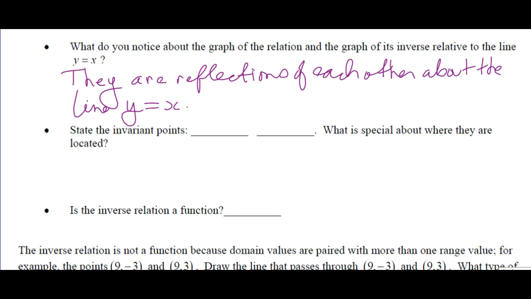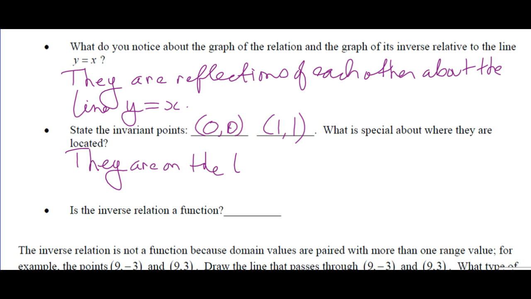State the invariant points. Kind of test, I might say invariant point(s), right? Little parentheses around the s. Maybe there's one, maybe there's more, but in this case there are two. What are they? 0, 0, and 1, 1. What is special about where they are located? They are on the line y equals x, right? They are on the line of reflection.